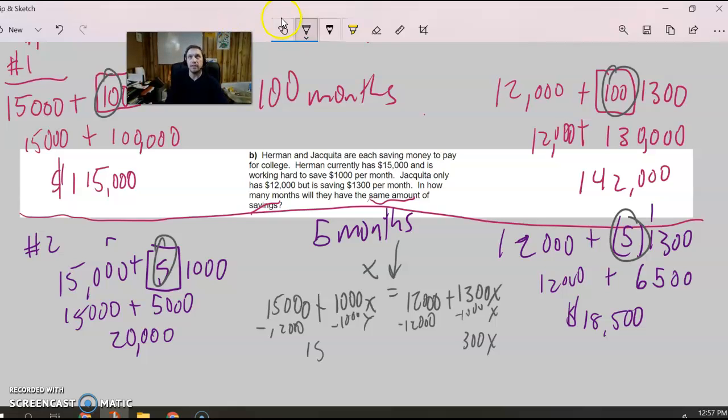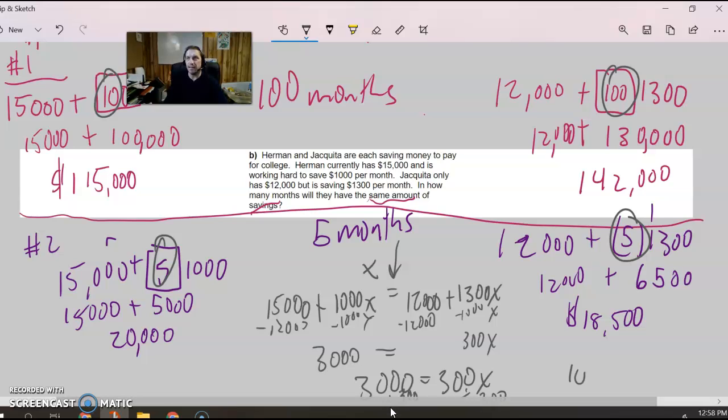And I get 15 minus 12 is 3. So 15,000 minus 12,000 is 3,000. So I'm left with 3,000 equals 300X. I'm going to rewrite that just so you can see it. 3,000 equals 300X. Divide both sides by 300. 3,000 divided by 300 is 10. So 10 is equal to X.